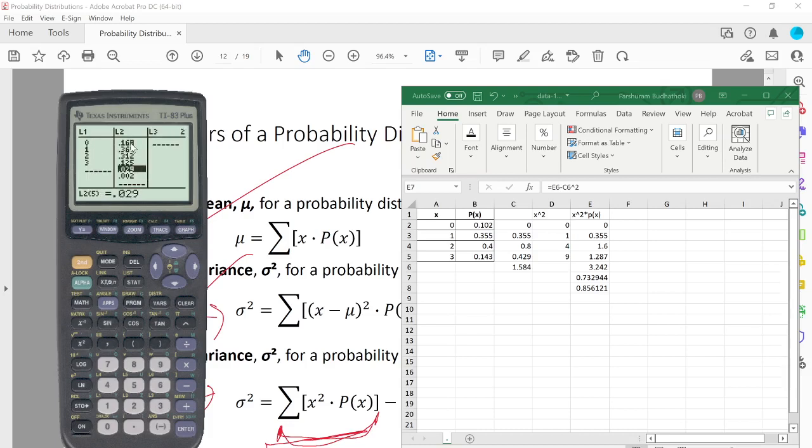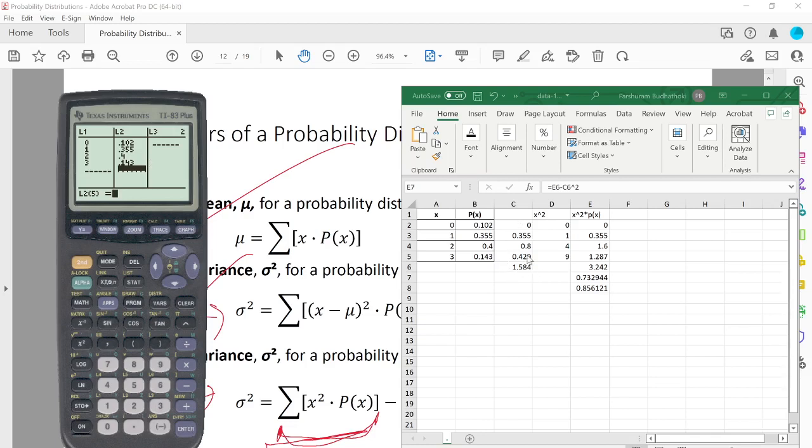So now I will go to the next column. The first one is 0.102, I have to enter that. Then 0.355. The third one is 0.4, and the fourth one is 0.143, and there is no fifth one and sixth one. So this is the same data here.